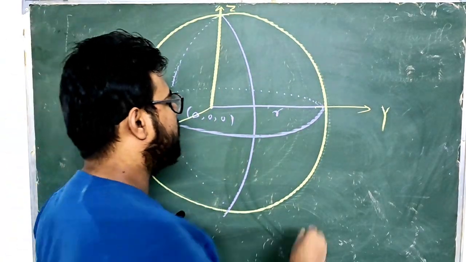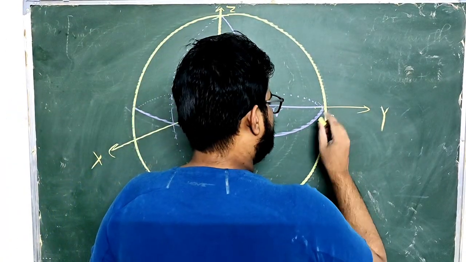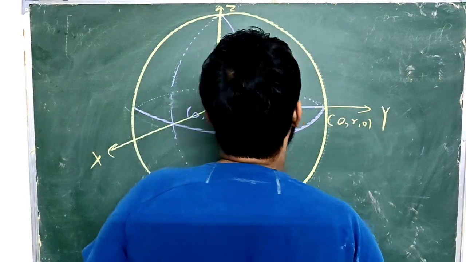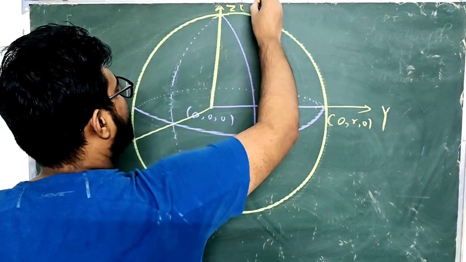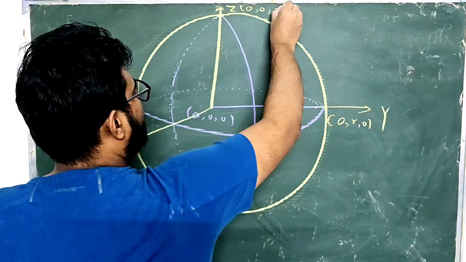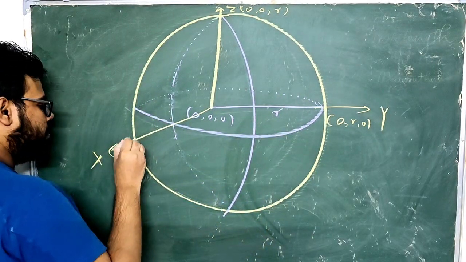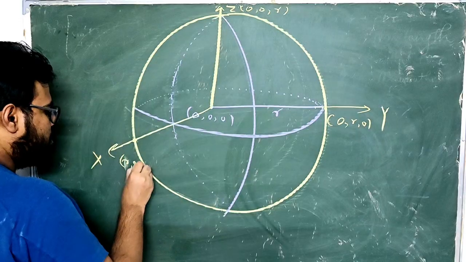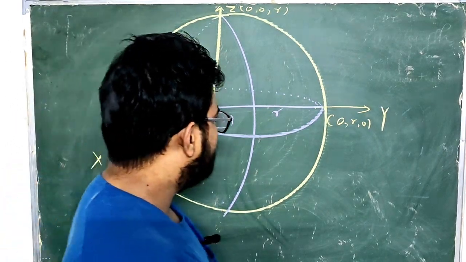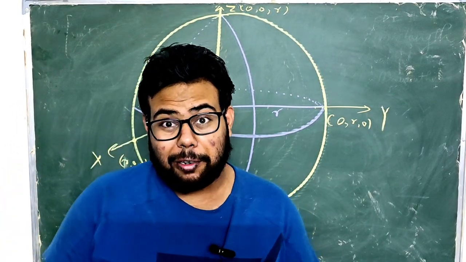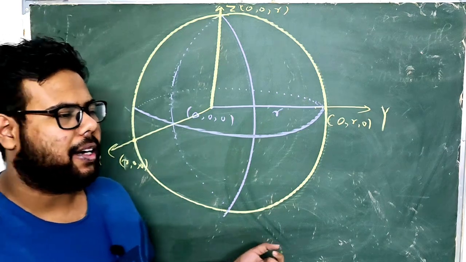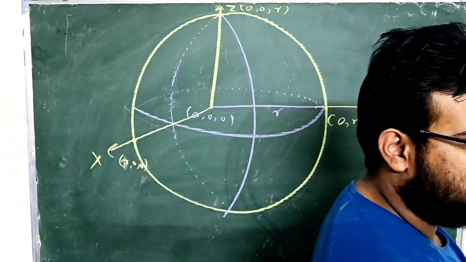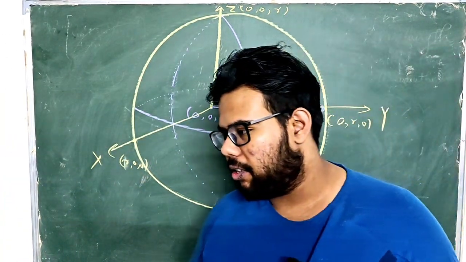Okay, this is the origin. So this coordinate on the y-axis will be 0, r, 0, and this will be 0, 0, r, and this will be r, 0, 0. Correct? Well, if I ask you to find the volume of this sphere, how will you find it? You will apply a triple integral dx, dy, dz, right? Like this you will solve.